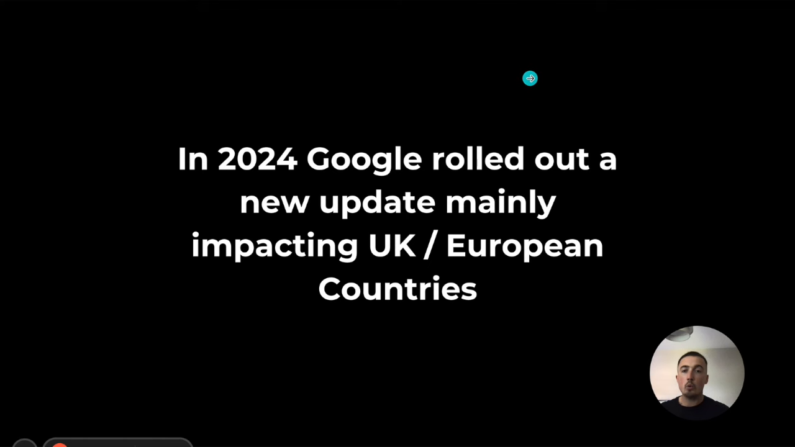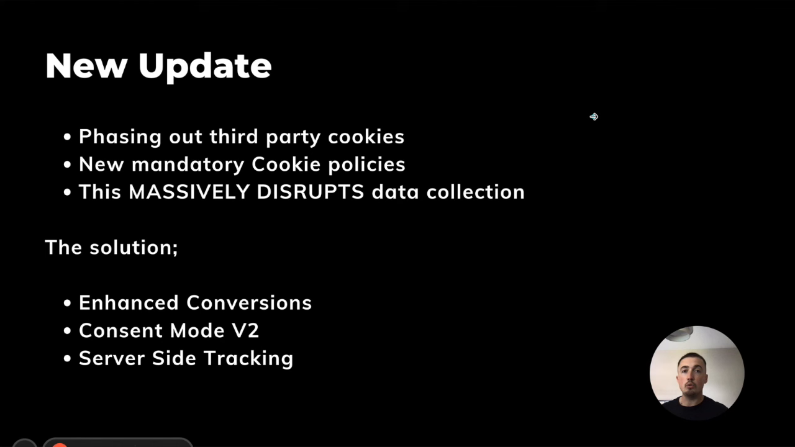So I'm just going to really quickly cover this Google update. I've done quite a few posts about this on LinkedIn, so I'm not going to spend too long on it, but basically Google rolled out a new update which impacts mainly the UK and companies in the EU, and in a nutshell, they're phasing out third-party cookies. There's new mandatory cookie policies in place, and that's to do with the cookie banner that you have on your website. And to explain this in simple terms, it really disrupts the quality but also the quantity of data that you can collect if you don't have the following few solutions installed.